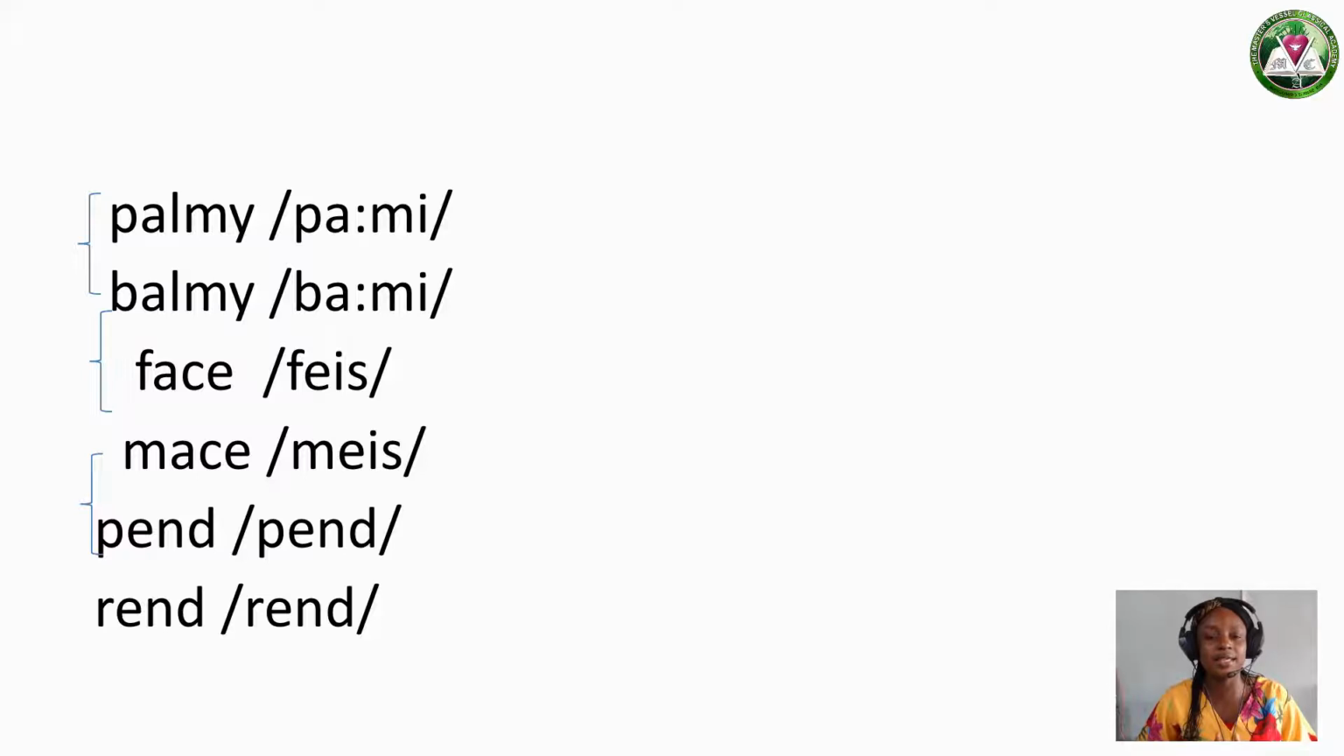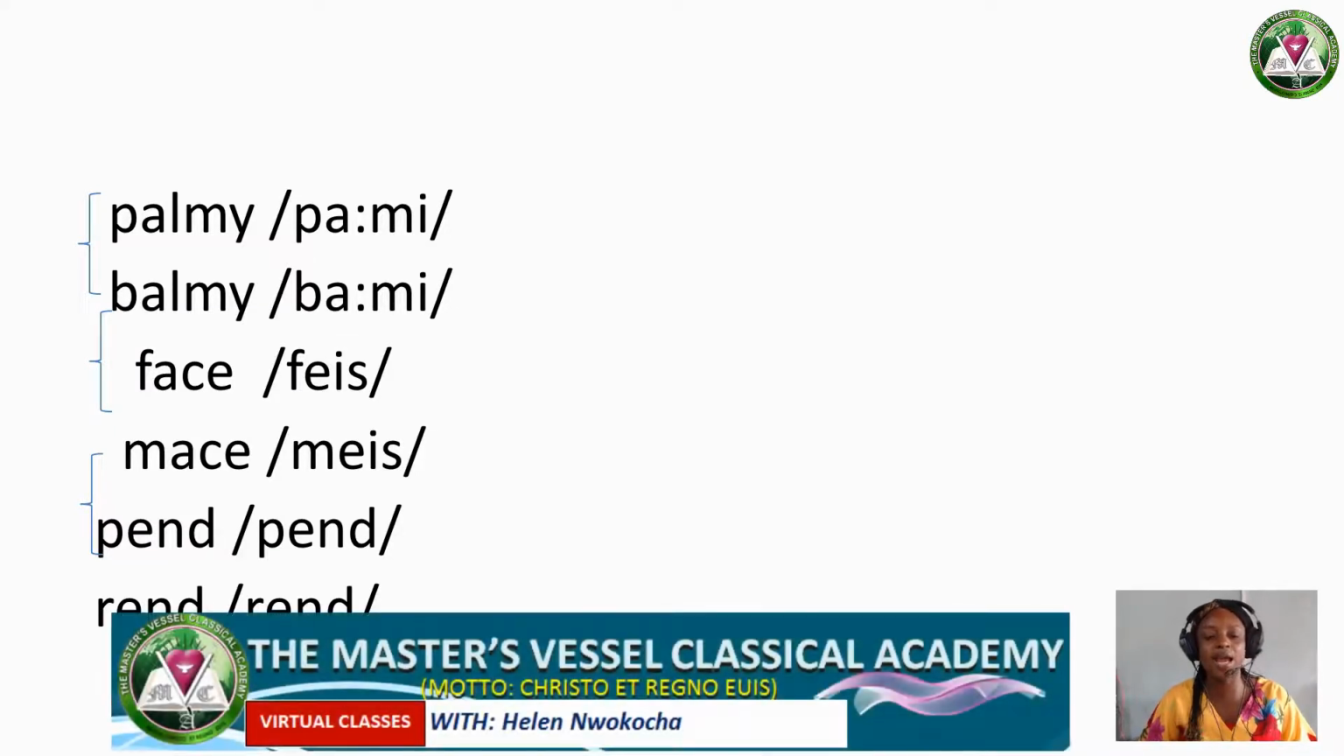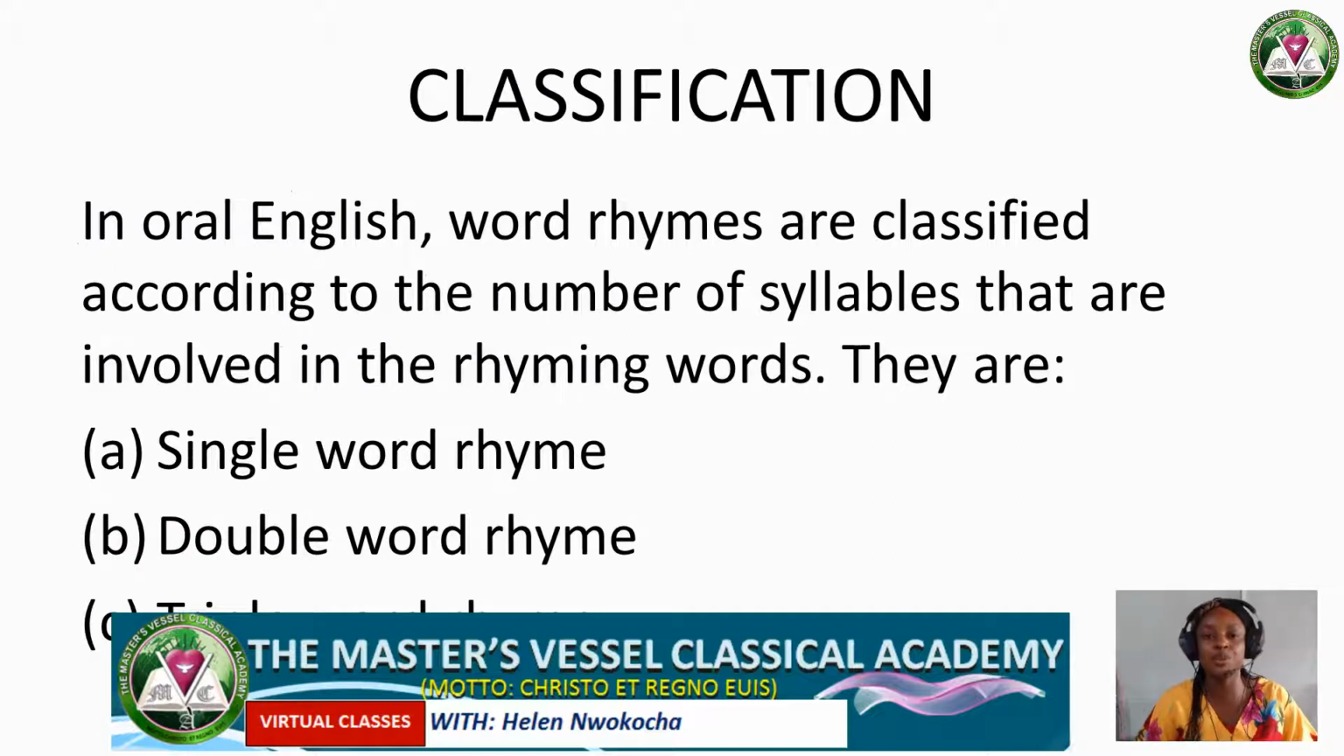Another example, the third example we have there, is pend and rend. So we have pa-en-de and we have ru-en-de. So we have pend rhyming with rend, with different consonants at the beginning, pa and ru. So we have pami rhymes with bami, phase rhymes with maze, and pend rhymes with rend. I hope the examples are quite clear to you.